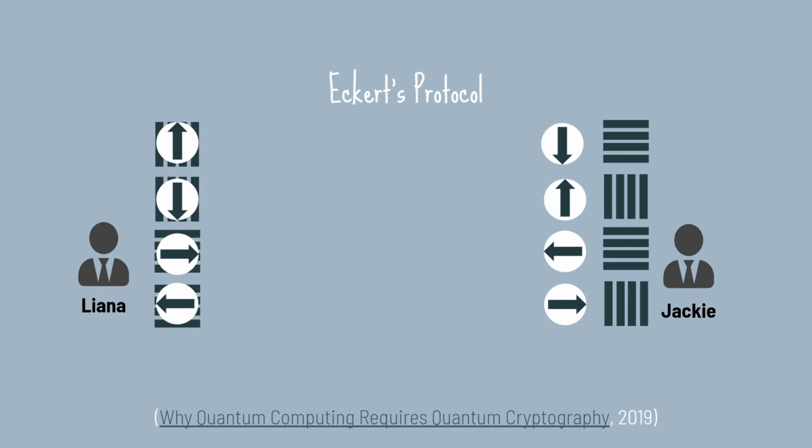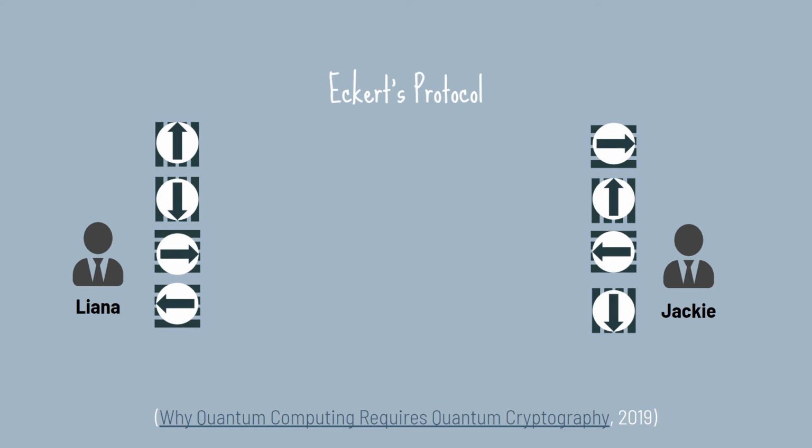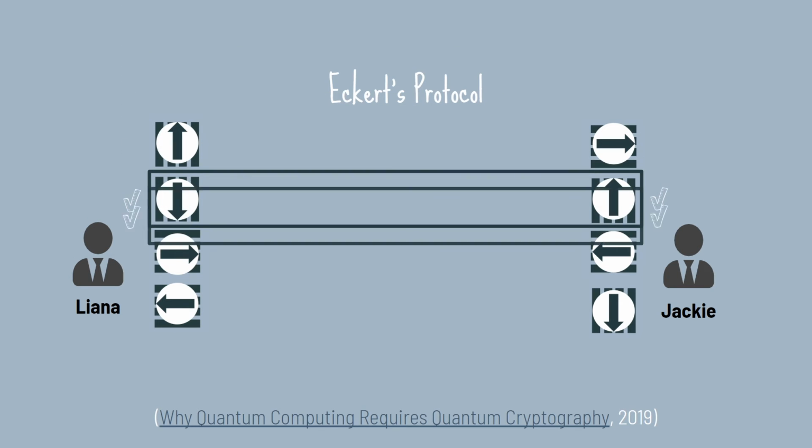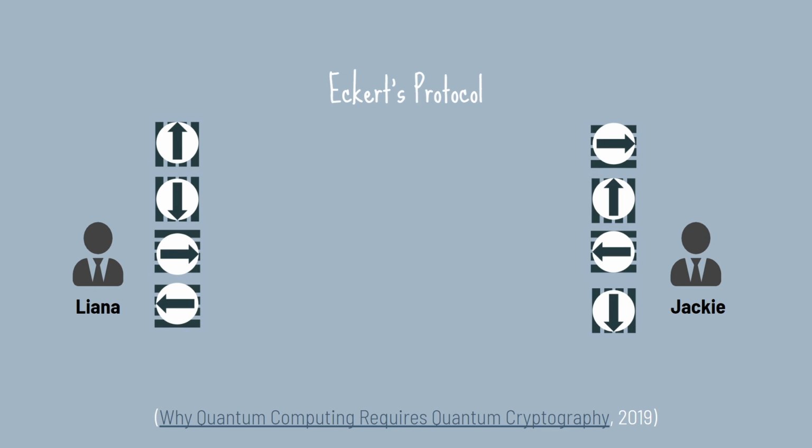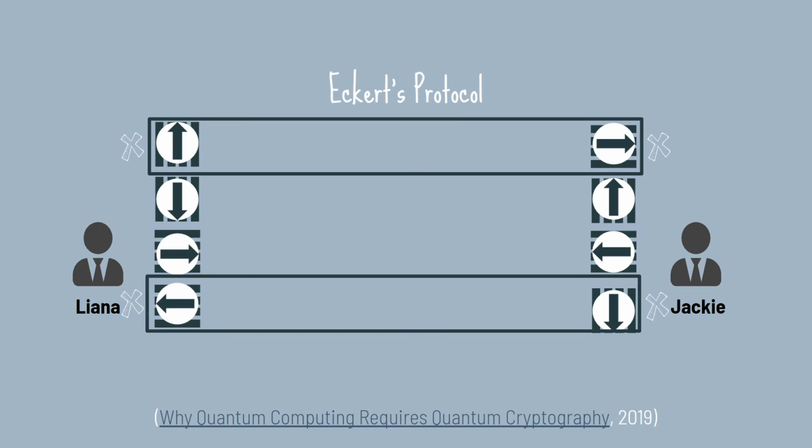Once Liana and Jackie measure using their respective bases, the particles become defined. They choose whether to be vertical or horizontal, as well as what direction they will face. If they choose the same basis, they should get opposite results. The pair are entangled, so Bell's inequality dictates that if one particle is measured to face up on a vertical basis, then its pair will be measured to face down if projected onto that same basis. If Liana and Jackie choose a different basis, then they can disregard these measurements just like in BB84.